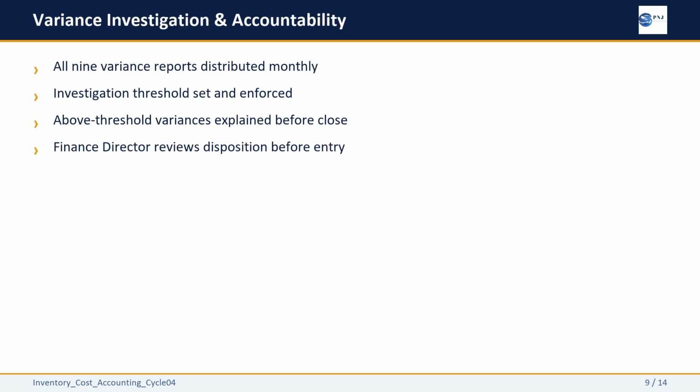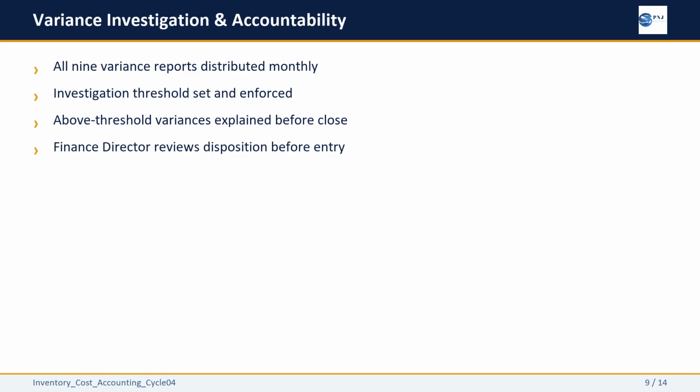Variances are only useful if someone is accountable for explaining them. The risk is variances that are never investigated, often because there is no threshold or a cultural resistance to explaining numbers. The danger is that systemic problems like BOM errors, pricing changes, or even theft hide inside unexplained variances and go uncorrected. The controls build accountability in layers.